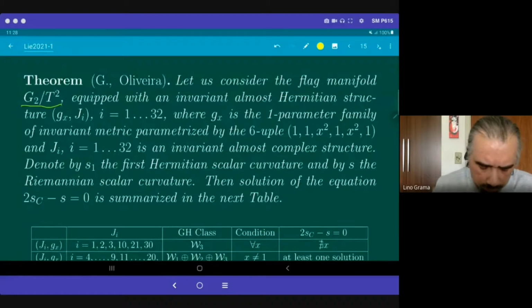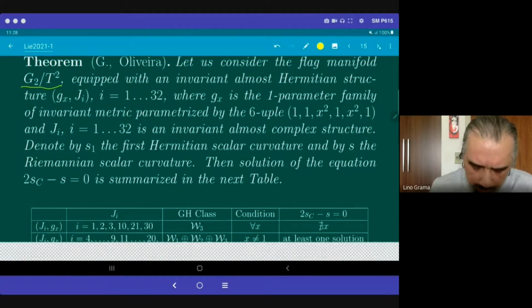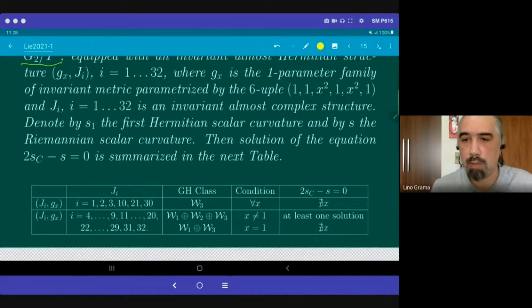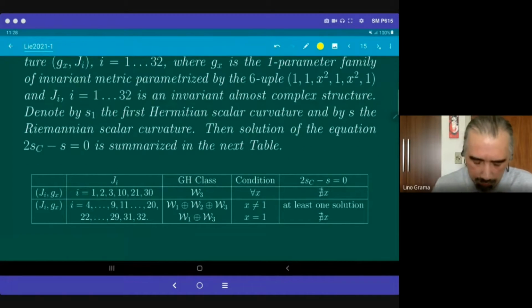And for G2 over the maximal torus, you have 32 invariant almost complex structures. For J_R, where R is one of these numbers, we have no solution. And for the others, for the normal metric at x equal to 1, there is no solution. If x is not equal to 1, we have at least one solution.